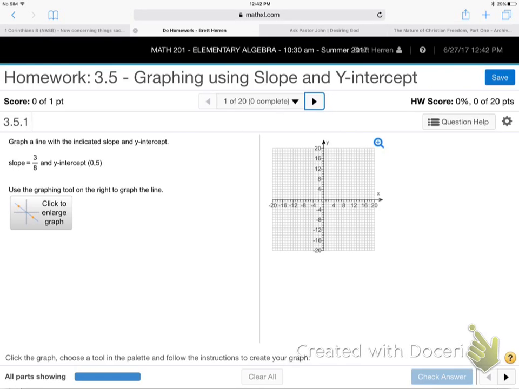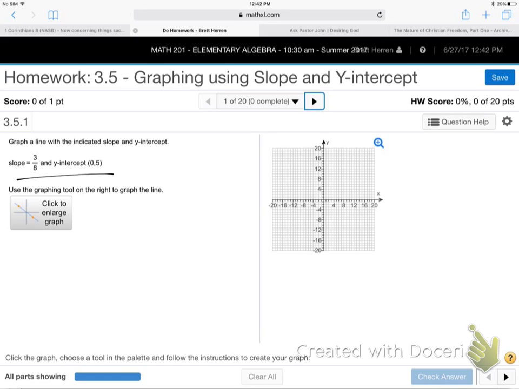To 3.5. Boom. There we go. This will be an easy section. You'll whip through this section. Slope 3/8, y-intercept 0.5. So basically they want us to graph. They're just giving me a slope and a y-intercept, and they want me to graph.